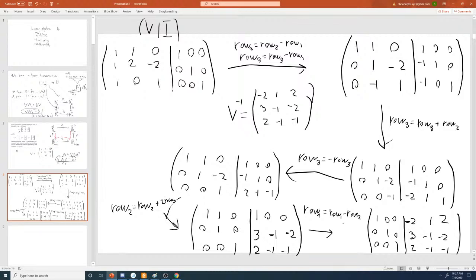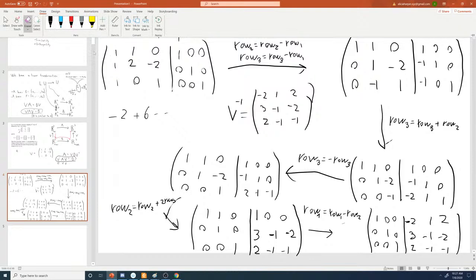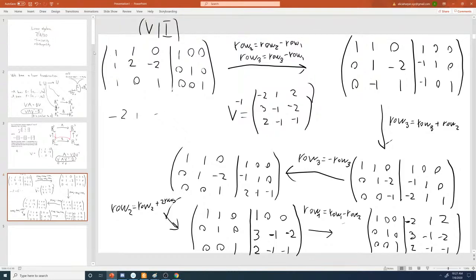Let me just do something real quick. If I do -2 plus 6 minus, oh, never mind. Looks like I don't have an arithmetic error. I was just being an idiot when I was checking this.